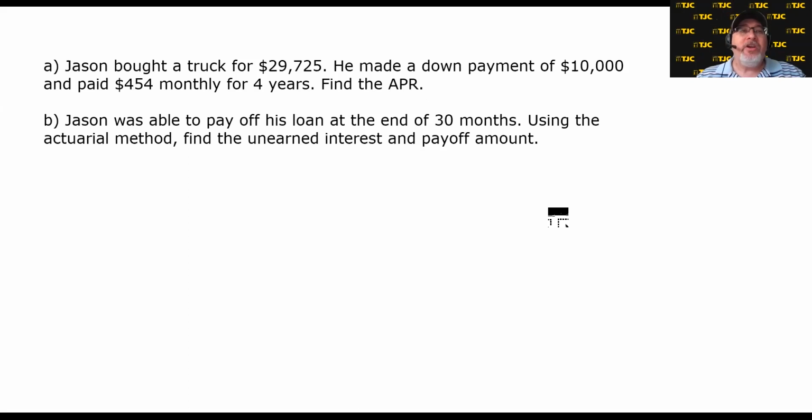All right, let's get started. Jason bought a truck. Okay, find the APR. Well, we're going to have to do an APR problem first because we're going to need the APR to use the actuarial method. So for part A, let's recall that for the APR, and let's just go to the APR table to remind ourselves of these things.